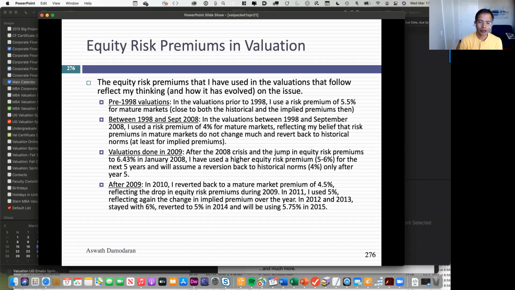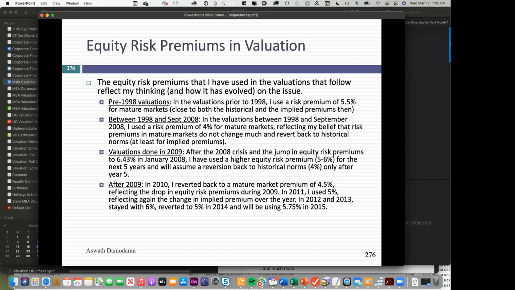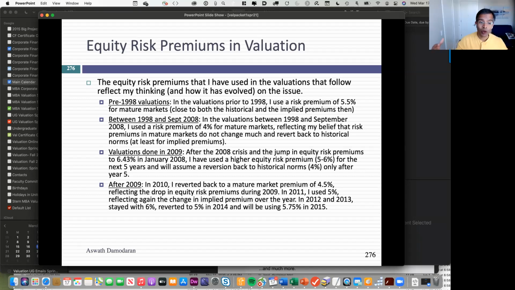Then you had the crisis. The valuations you're going to see in 2008, towards the end of 2008-9, you're going to see 6% premiums. Why? Because the world got riskier. And starting in 2009, I've become almost entirely implied equity risk premium driven, because my valuations reflect when I do it.